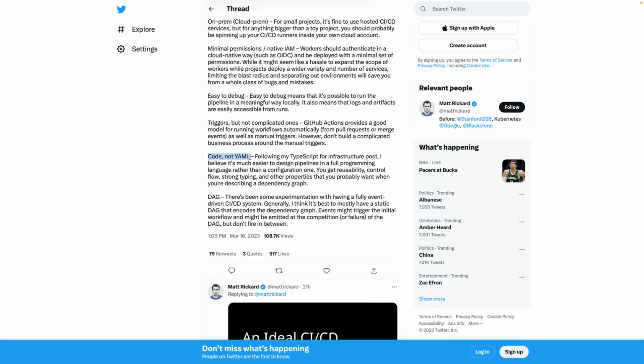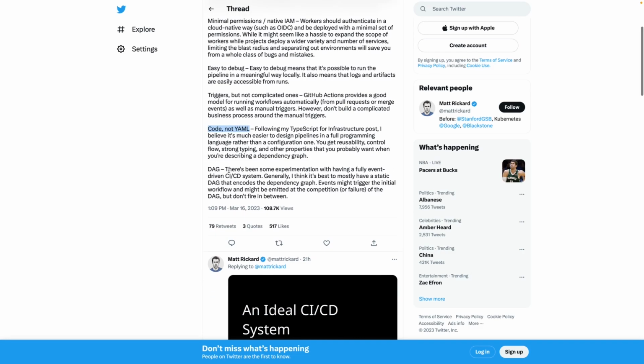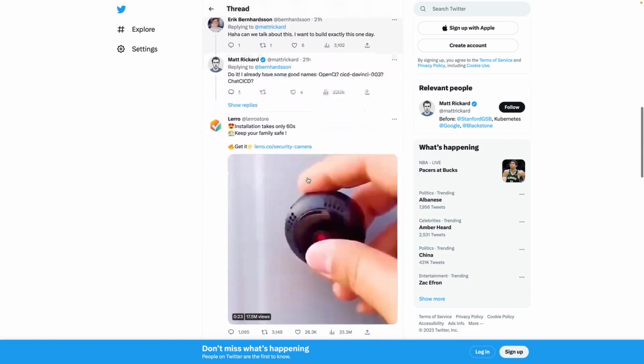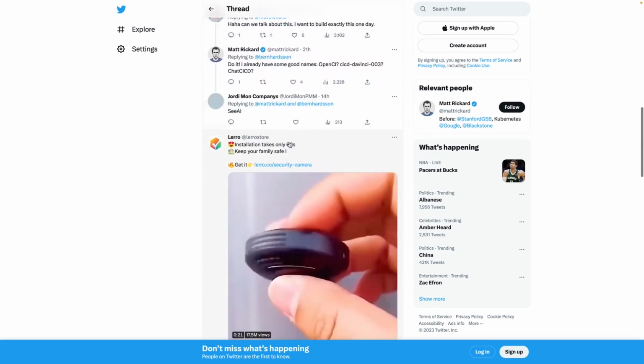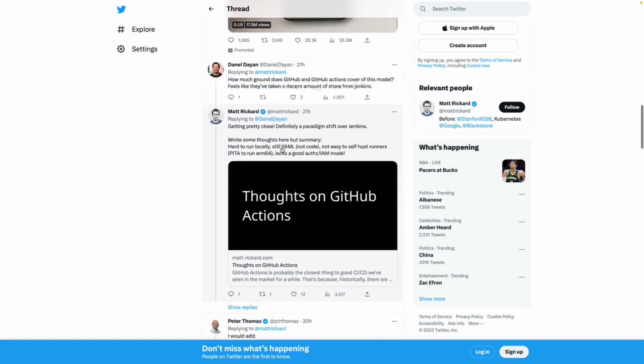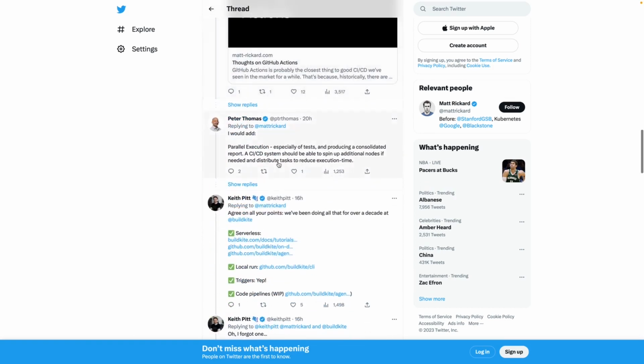Code, not YAML. We literally just talked about this with Dagger. And then DAG, directed acyclic graph, probably. It's about how you manage dependencies. So a few of us commented in here. I was one of them. So we had comments from a variety of people. A lot of people mentioned Dagger, which I thought was funny.